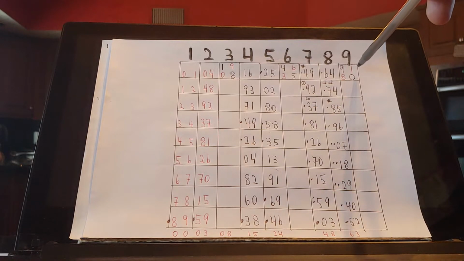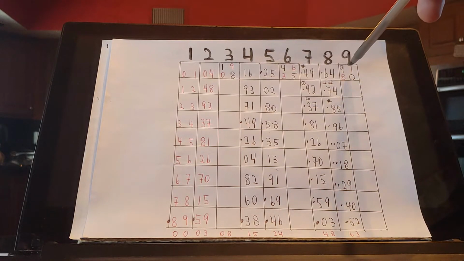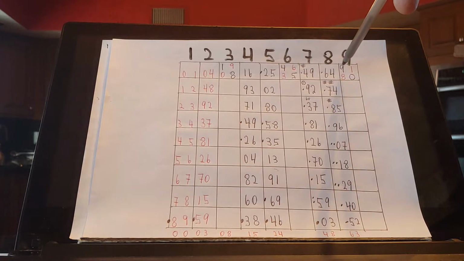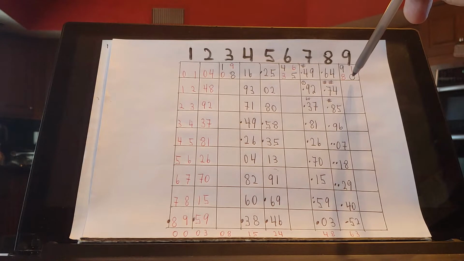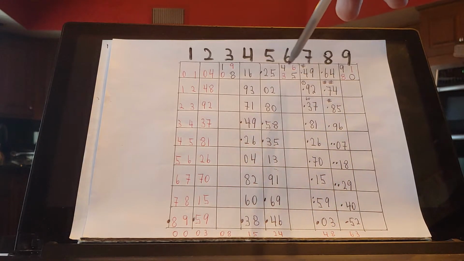For 9, 9 squared is 81. Then 99 squared is 9801. Then it goes 998001. Then it goes 99980001. Then it goes 9999800001. So the same amount of 9s as zeros, like with the 4s and 5s in the 6 squared, the same amount of 4s as 5s, the same amount of 1s as 8s.